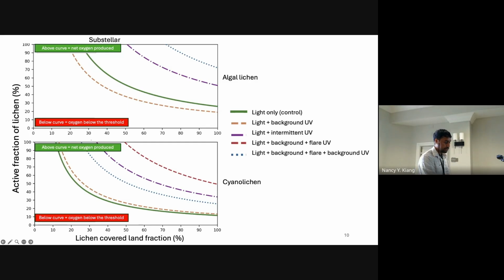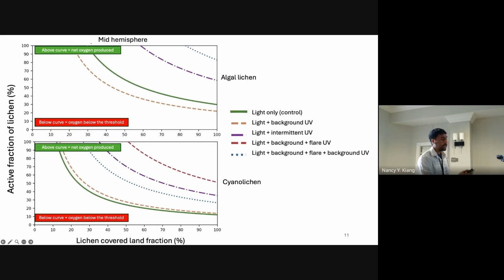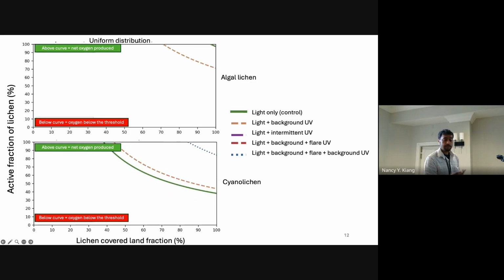And the same thing with the mid hemisphere because it's even less productive. And the worst case happens when you think about the uniform distribution, like they're distributed kind of uniformly, which may be ecologically relevant because, due to weathering near the ocean, if there are small islands, they can have more nutrient exposure. But what it shows is that in this condition, they were not able to cross the threshold.